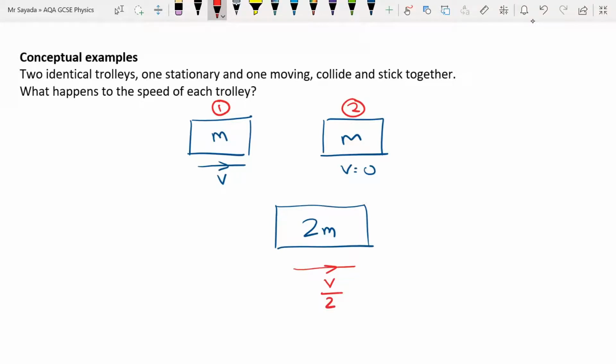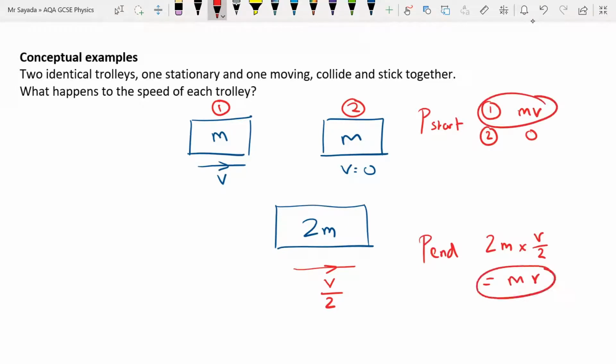And we can quickly check that that works. What was the total momentum at the start? The momentum of 1 was m times v, and the momentum of 2 was 0, because it wasn't moving. And the momentum at the end, well, you've got the two together, so the mass is 2m and the velocity is now v over 2. That still equals mv. So the total momentum at the start was mv, and at the end is still mv. So when two identical trolleys, one stationary, one moving, collide and stick together, the speed of the overall trolley combination at the end is half the speed of the trolley that was moving originally.